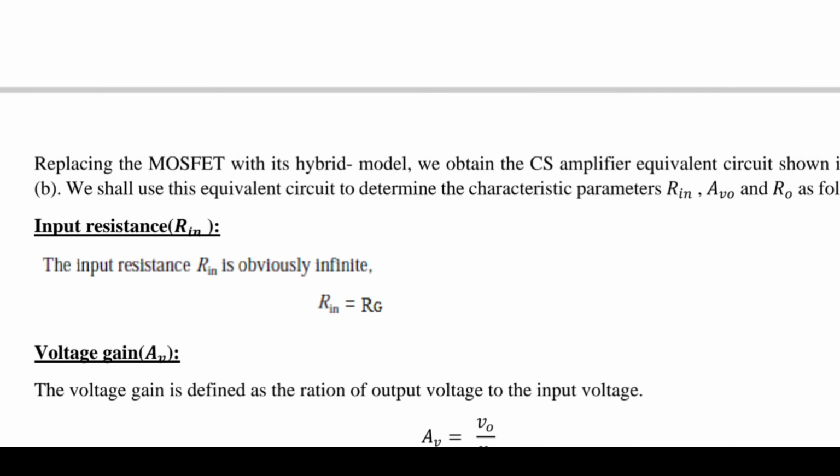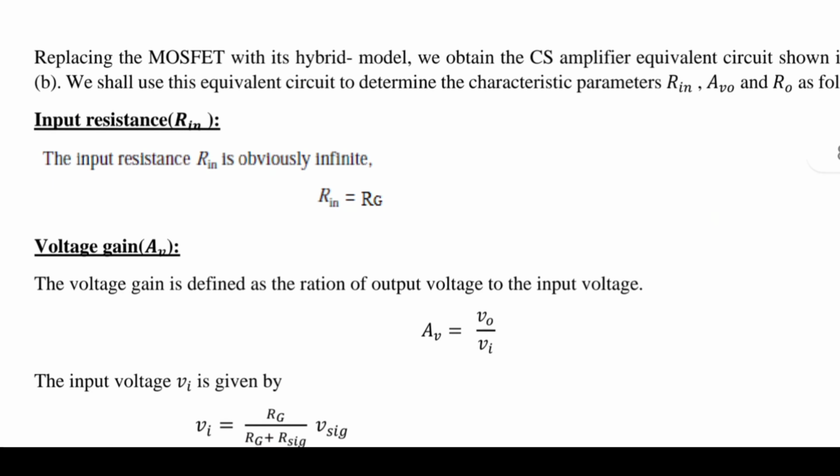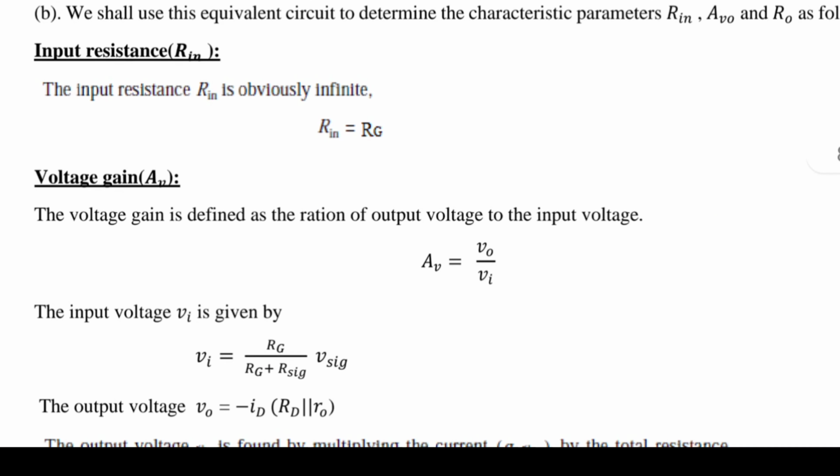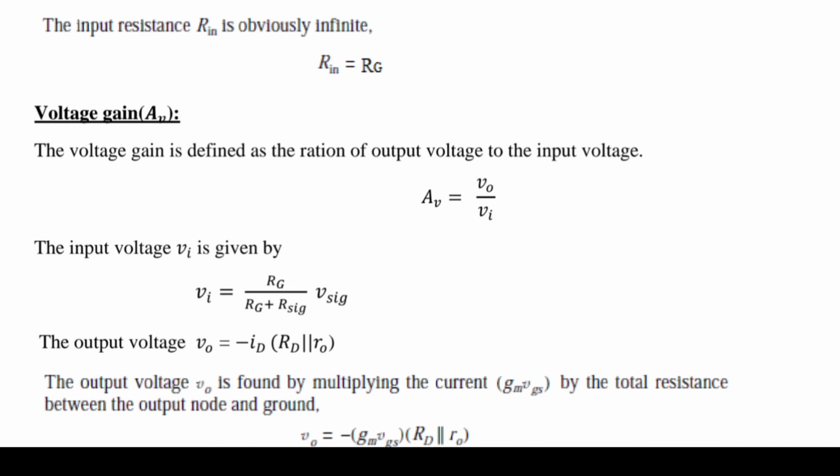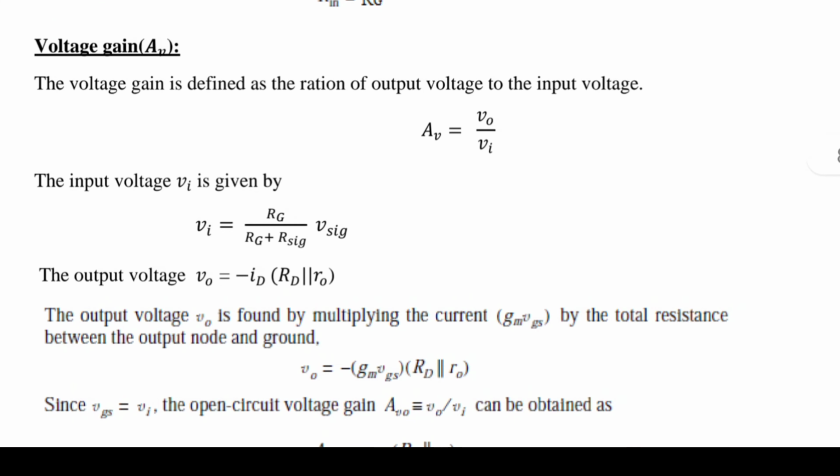Input resistance equals the gate resistance RG. Voltage gain Av is V0 by Vi, output voltage by input voltage. If you derive the equations, Vi equals RG by (RG plus RSig) into Vsig, and the output voltage is given by the drain current Id into RD by R0. If you write equations like that, you will get full marks for the common source amplifier. These equations, the circuit, and how to write in the exam.